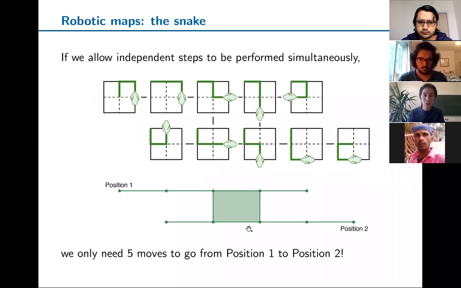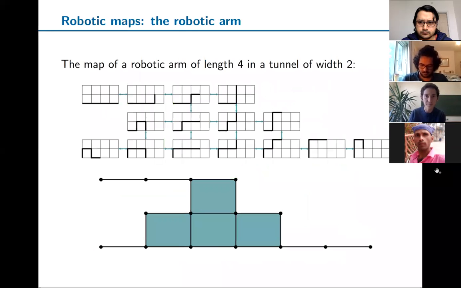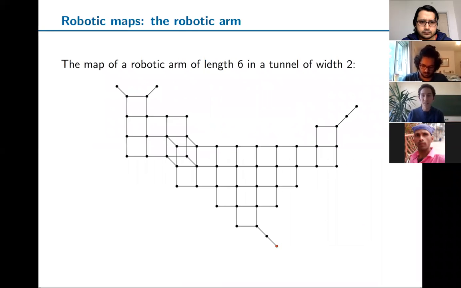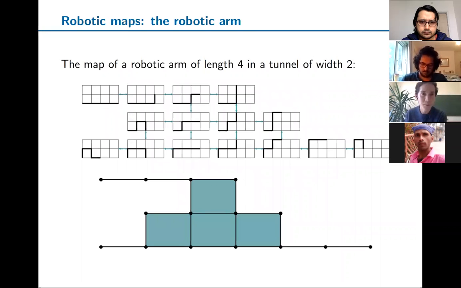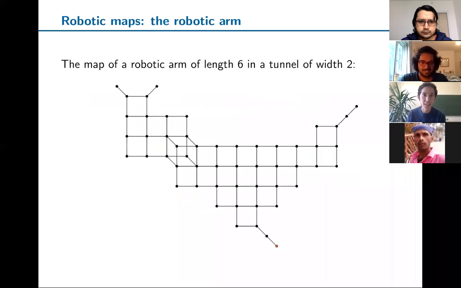So my map will look like this. And now if I allow these 2 independent steps to be performed simultaneously, I will just need 5 moves to do it. So I will do 1, 2, 3, 4, and 5. Now here is my map for the robotic arm of length 4 in a tunnel of width 2. This has a really nice shape. And you continue, and here is a map of a robotic arm of length 6 in a tunnel of width 2.